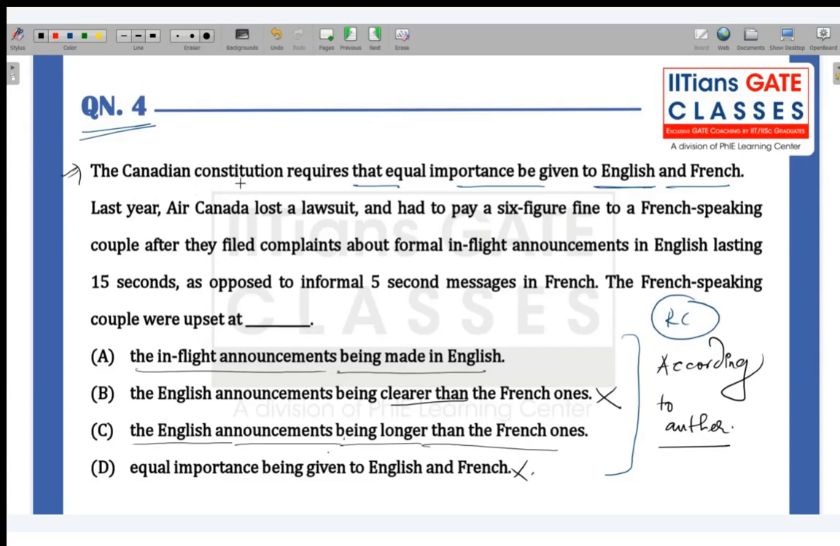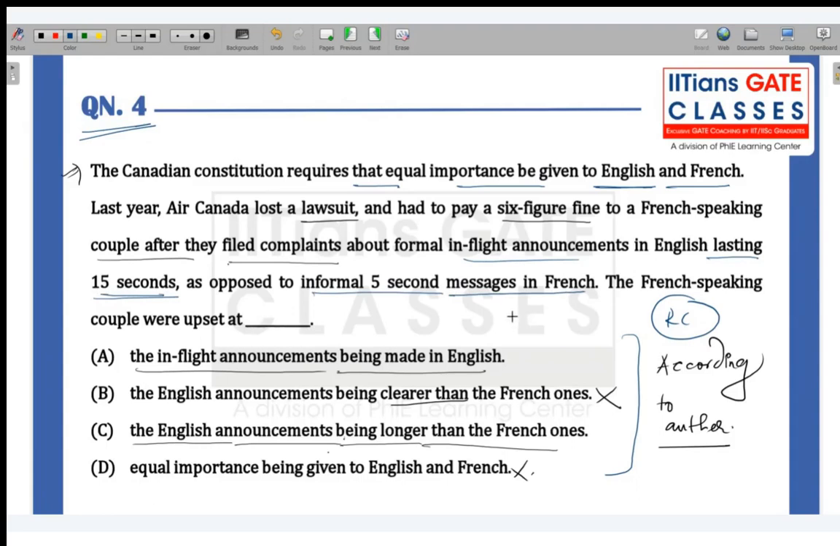The Canadian Constitution requires that equal importance be given to English and French. Yes, Rohit is giving C option. So let us see whether C is correct or not. I think C is going to be the correct choice for us, right? So last year Air Canada lost a lawsuit and had to pay a six-figure fine to a French-speaking couple after they filed a complaint about a formal in-flight announcement in English lasting 15 seconds, as opposed to an informal 5-second message in French.